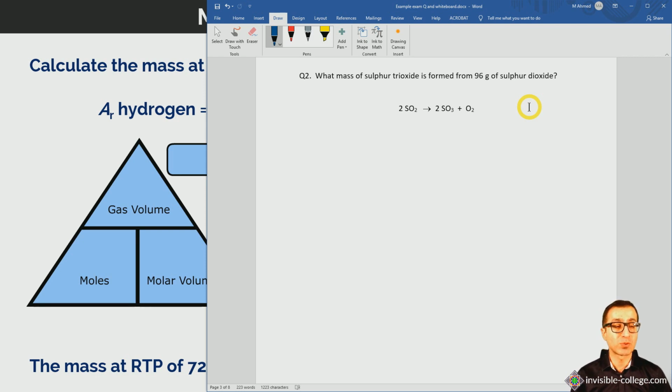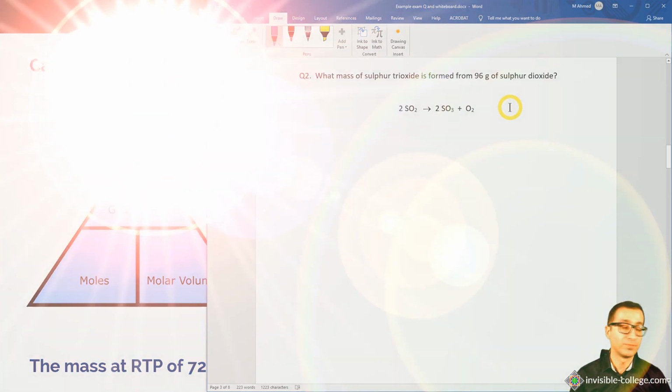If you're watching it elsewhere, maybe pause the video, get a pen and paper out and a calculator, see if you can work this out for yourself, and you will need a periodic table as well.